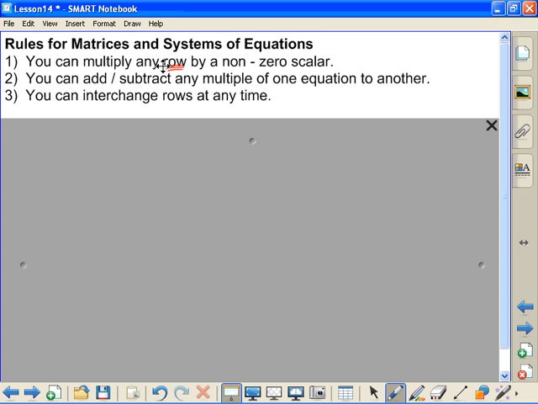Rule 2, you can add, subtract any multiple of one equation to another. Well, that's the exact same as what you did with elimination in grade 10, because you were adding and subtracting 2 equations together. So it's the same thing with matrices, it's just there's no x's and y's to worry about. And the third one that you didn't have to worry about, you can interchange the rows at any time. And the reason you didn't have to worry about that, you're only working with 2 equations, so there's no benefit for you to flipping it upside down.